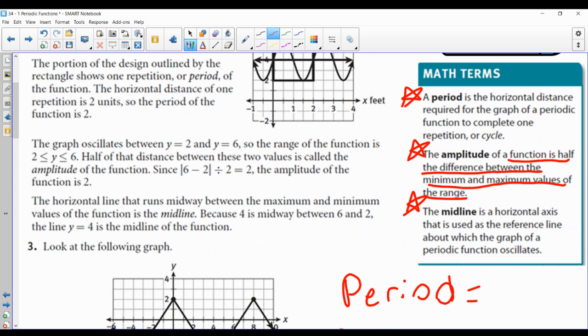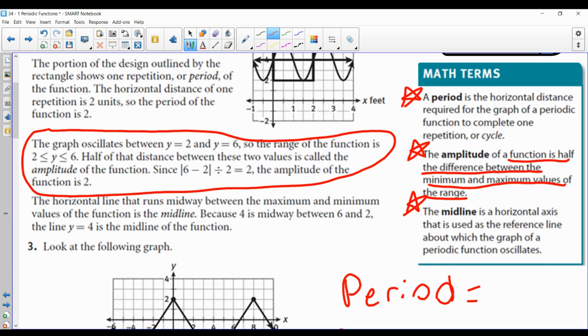The amplitude is kind of an equation. If you notice over here in these bold letters, to find the amplitude, you take the max minus the min and then cut it in half. And last but not least, the midline. Easier said than done. The midline is just the middle of the graph. Now, a lot of people assume this is just going to be at zero. However, it does change. It depends on where the graph is located. It is just your true middle.